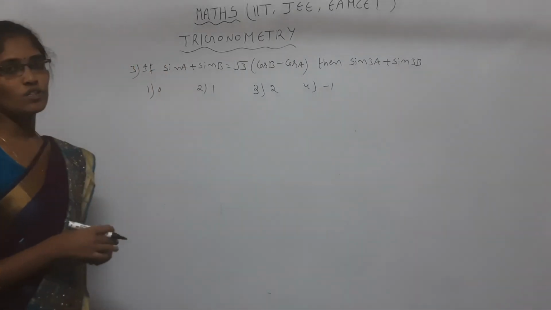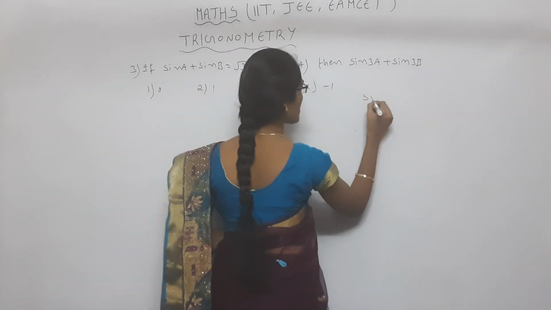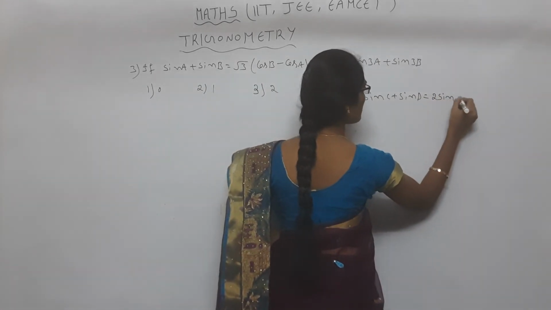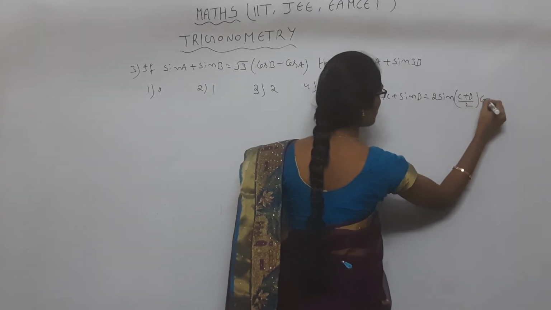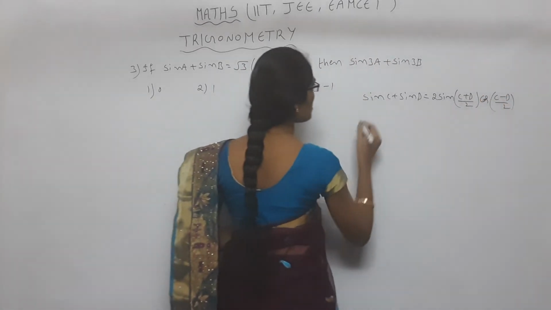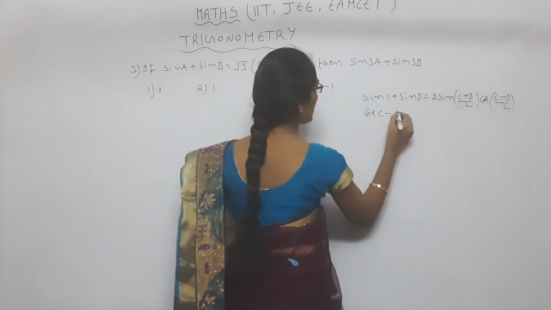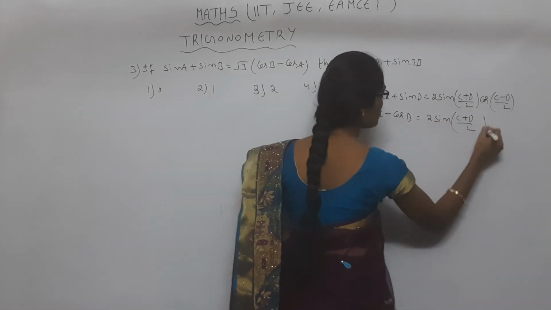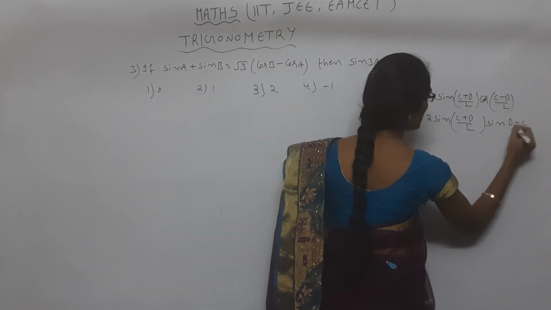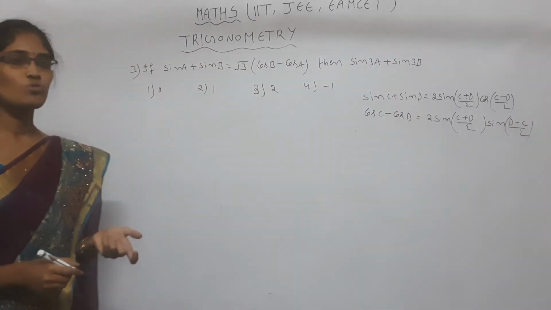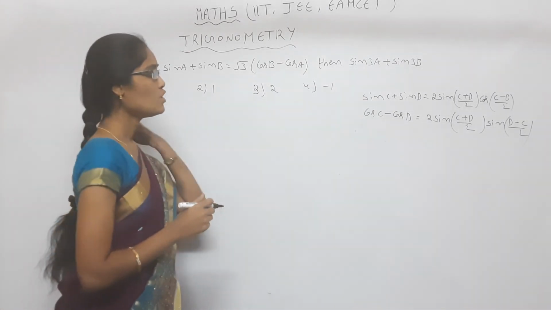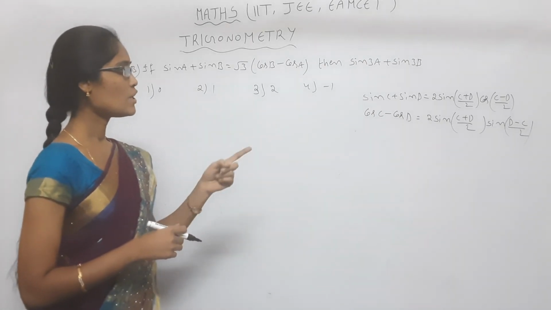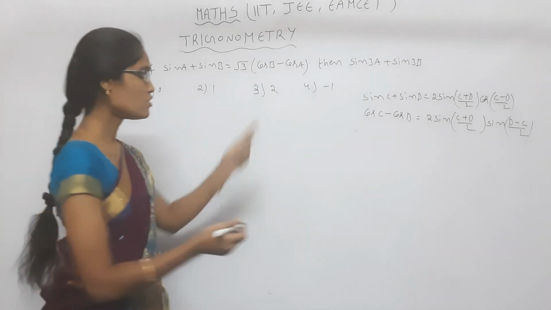Sin a plus sin b. First, you know the formulas: sin c plus sin d is equal to 2 sin of c plus d by 2 into cos of c minus d by 2, and cos c minus cos d is equal to 2 sin of c plus d by 2 into sin of d minus c by 2. Observe these two formulas.